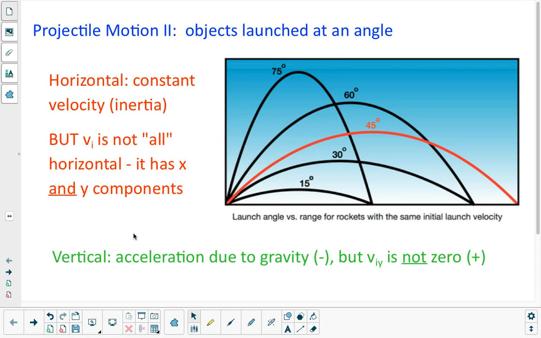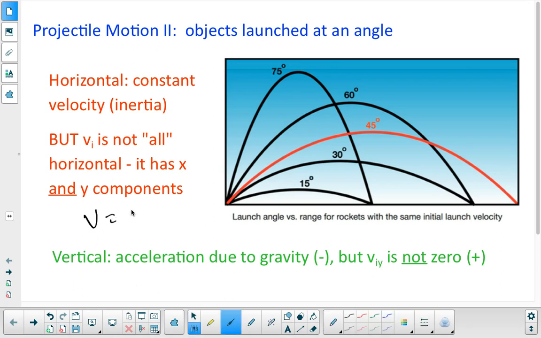So keep in mind that horizontal motion, just like with the other style of projectile motion, is governed by inertia. So there's no acceleration. We can use the basic equations when we're talking about horizontal stuff: the velocity is distance divided by time. So when we're talking about the x, we can just use our basic equation.